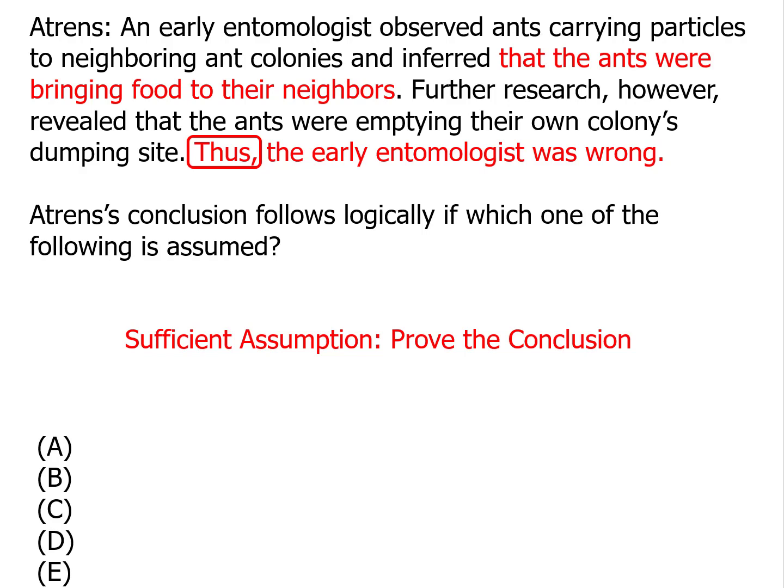The evidence that we're given is twofold. First, a little bit of setup evidence. There was an early entomologist who observed some ants carrying particles to neighboring ant colonies. And then there has been some further research that's revealed that the ants were emptying their own colony's dumping site. So we know that they were carrying particles. We know that those particles came from their dumping site. The conclusion is that the ants were not bringing food to their neighbors. So go to the answer choices looking for something that will help you prove the conclusion absolutely true.